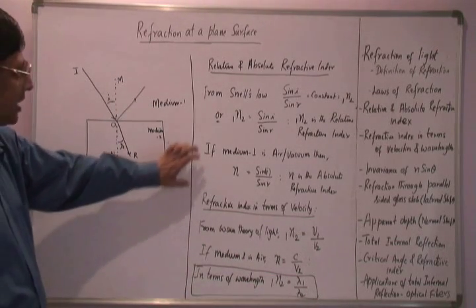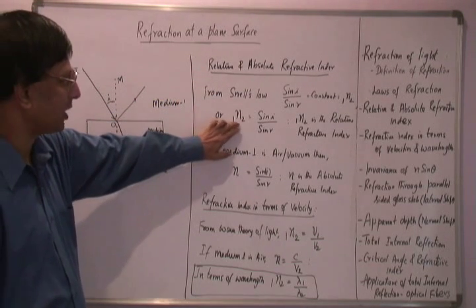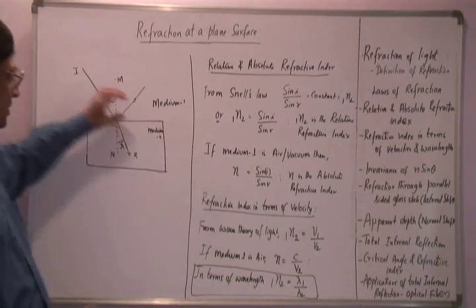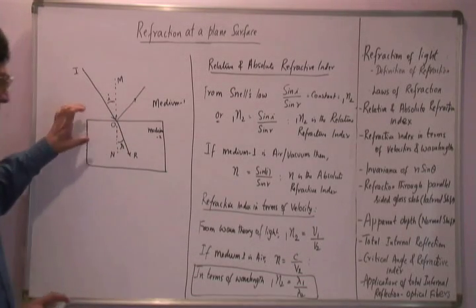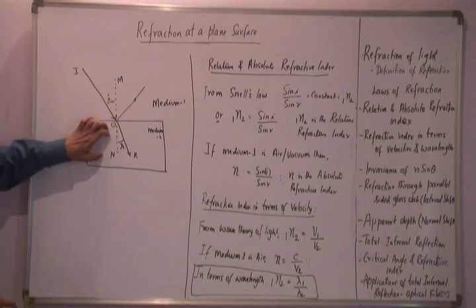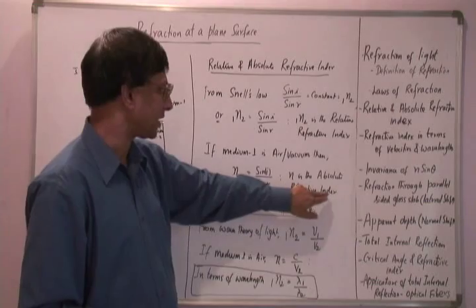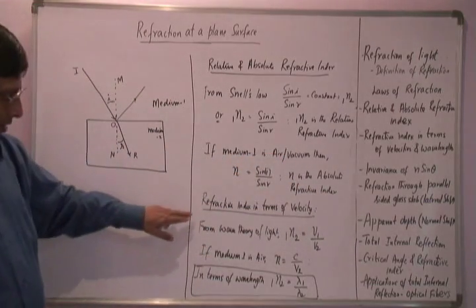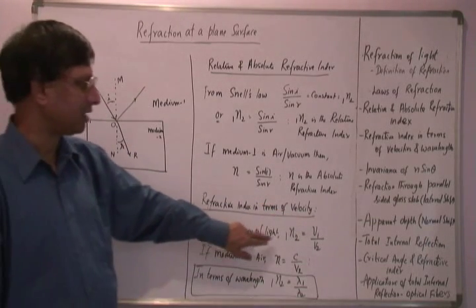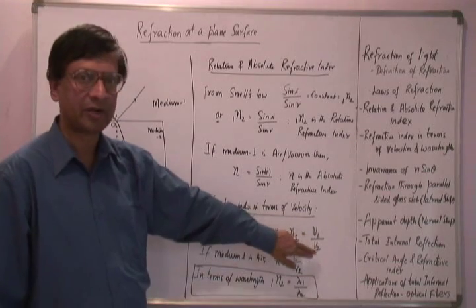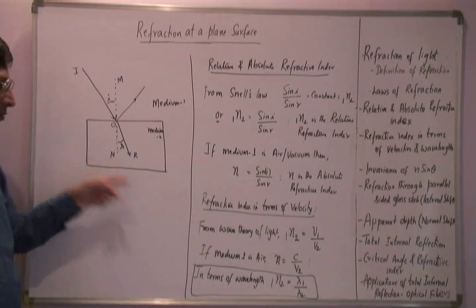Where we discussed relative refractive index, we said 1 and 2 equals sin i by sin r. From this we said that if medium 1 is air or vacuum, then the value of n that I get corresponds to the absolute refractive index of medium 2. So n equals sin i by sin r, where n is the absolute refractive index and medium 1 is air. Then, when we express refractive index in terms of velocity, from the wave theory of light we know that 1 and 2 is the same as v1 divided by v2, where v1 is the velocity of light in medium 1 and v2 is the velocity of light in medium 2.